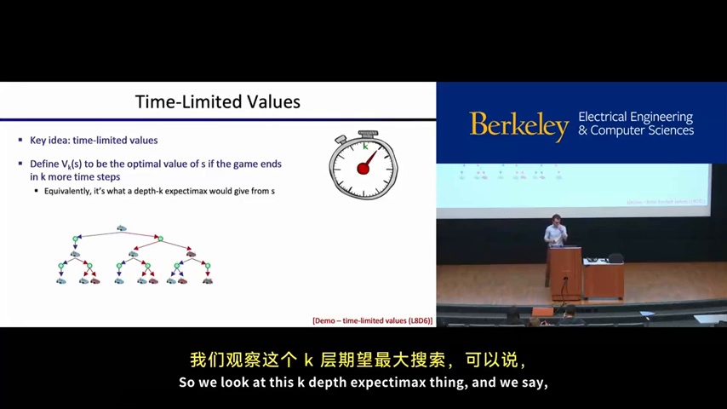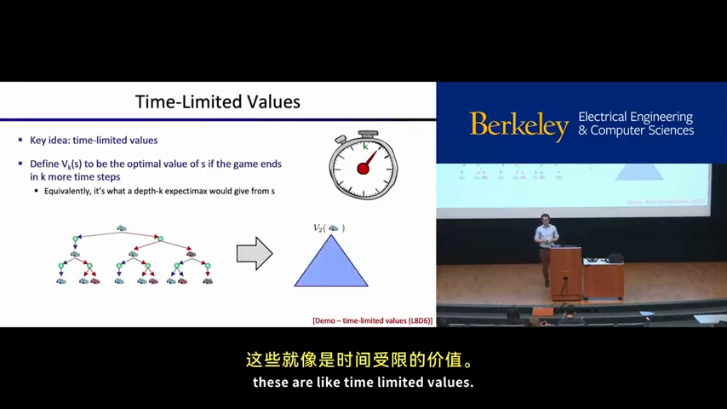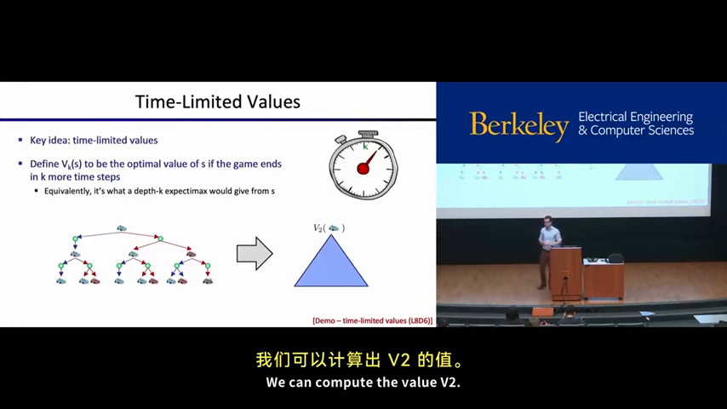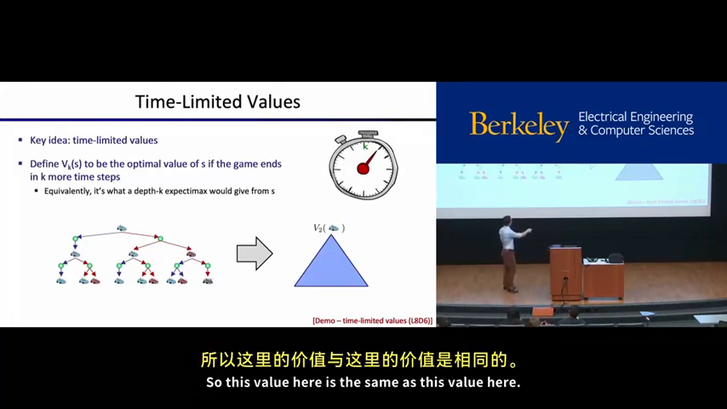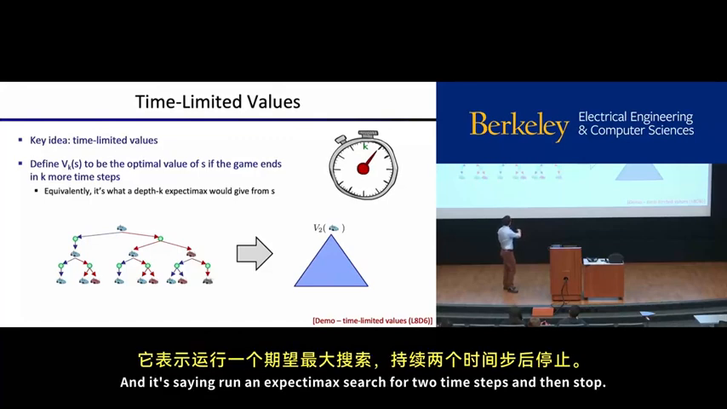So we look at this depth k expectimax and we say, these are time-limited values. We can compute the value v2. This is the value of running for the rest of the tree. So this value here is the same as this value here, and it's saying run an expectimax search for 2 time steps and then stop.